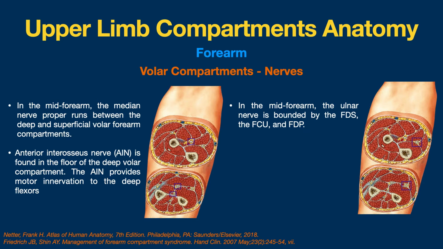Volar compartment nerves. In the mid-forearm, the median nerve runs between the deep and superficial volar forearm compartments. The anterior interosseous nerve is found in the floor of the deep volar compartment. The AIN provides motor innervation to the deep flexors. In the mid-forearm, the ulnar nerve is bounded by the FDS, the FCU, and the FDP.